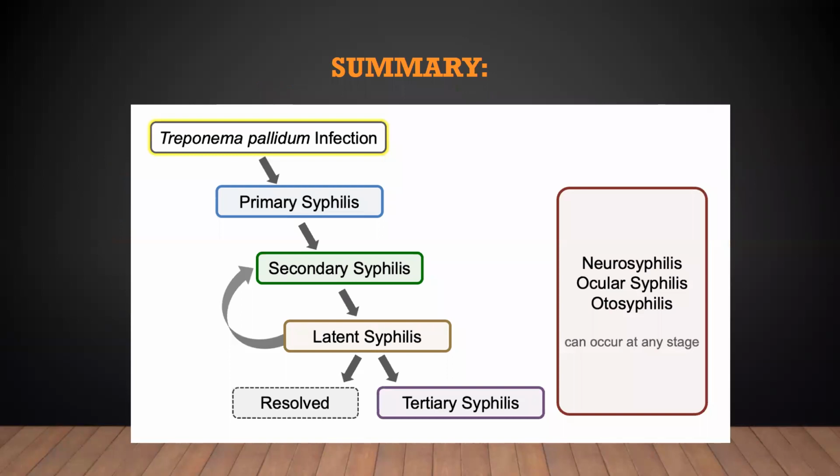Now, the summary: Treponema pallidum infection causes primary syphilis, which leads to secondary syphilis if it is untreated. Secondary syphilis can lead to latent syphilis if it is untreated, and ultimately, latent syphilis can lead to tertiary syphilis or can resolve if treatment is adequate. Neurosyphilis, ocular syphilis, and otosyphilis can occur at any stage.